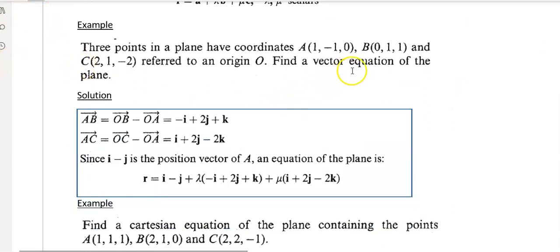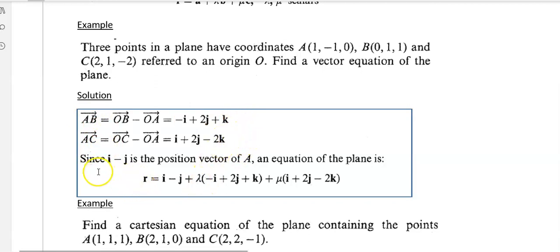So in this one it says 3 points in a plane have coordinates A, B, and C as shown, referred to an origin. Find the vector equation of your plane. So first thing we need to do is get our directional vectors. So I've gone for A to B and A to C. So these are, and clearly they're two non-parallel vectors which lie in the same plane.